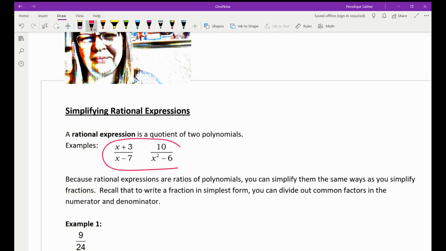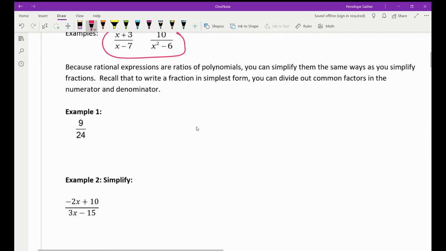Normally, rational expressions have an x in the denominator. It can be like x minus 7, or it could be something with a higher degree like x squared minus 6. So the basis of this unit is that we're going to take everything you ever knew about fractions and apply it to big boy and girl polynomials. One of the first things that you learned to do with fractions when you were younger is how to simplify them.